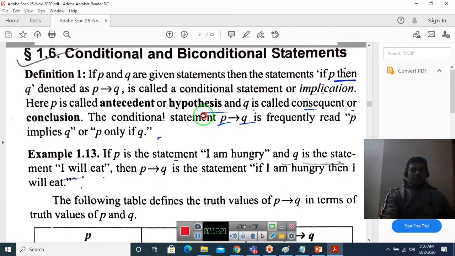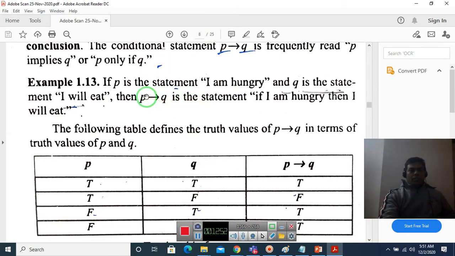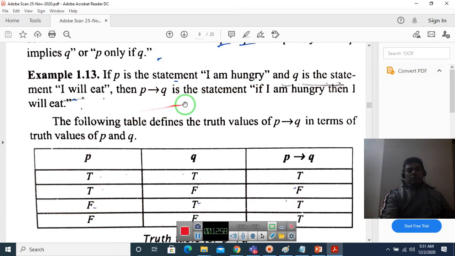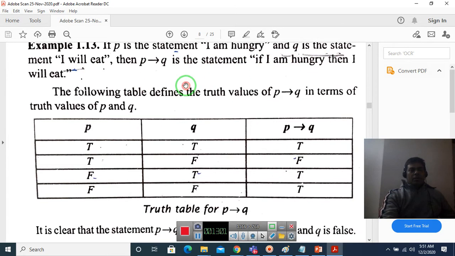The conditional and biconditional we have already discussed. If P and Q are given statements, then the statement "if P then Q," denoted by P → Q, is called a conditional statement or implication. Here P is called the antecedent or hypothesis, and Q is called the consequent or conclusion. The conditional statement P → Q is frequently read as "P implies Q" or "P only if Q." If P is the statement "I am hungry" and Q is the statement "I will eat," then P → Q is the statement "if I am hungry then I will eat."